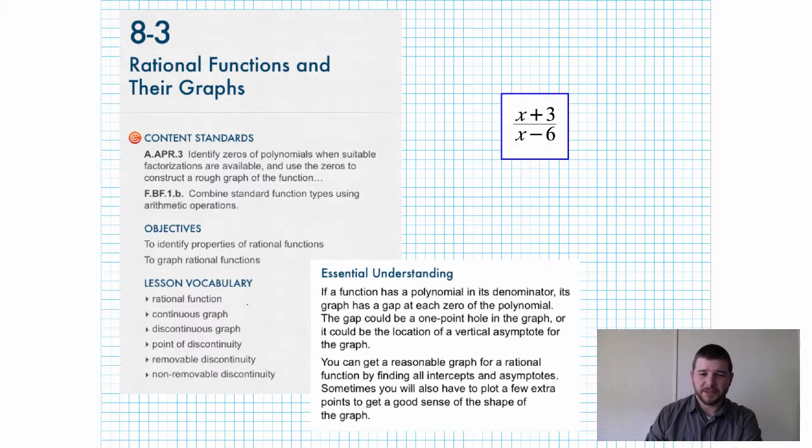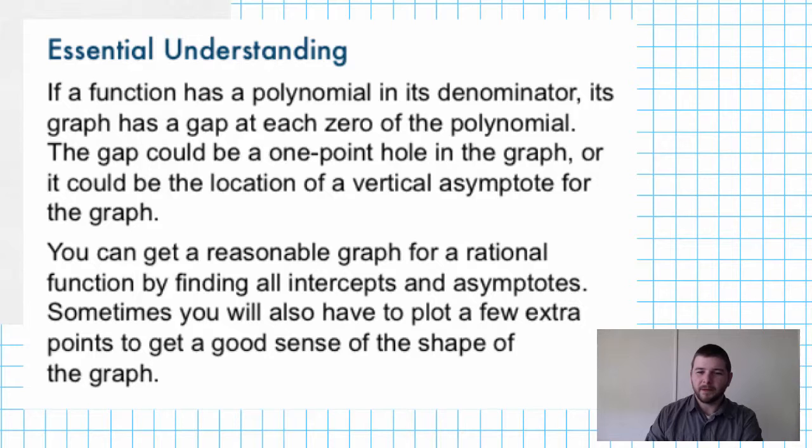Continuing on with the essential understanding, the gap could be a one-point hole in the graph, or it could be the location of a vertical asymptote for the graph. You can get a reasonable graph for a rational function by finding all intercepts and asymptotes. So again, those will be the points where the graph crosses the x or y axis, as well as any lines, horizontal, vertical, or otherwise, that the graph gets infinitely near to, but never quite reaches.